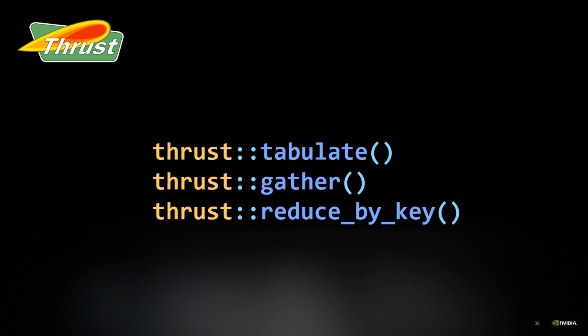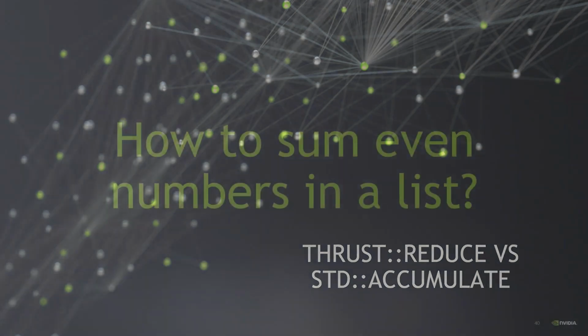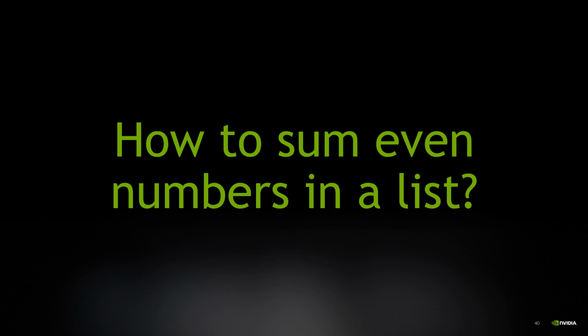Now we're going to move to the third section of our talk, which is focusing on the difference between thrust reduce and std accumulate, and cases where you need to be careful when you are refactoring your code to parallelize it and swapping in one algorithm for another algorithm. We're going to look at this by, once again, looking at a problem. And this problem is how to sum the even numbers in a list.